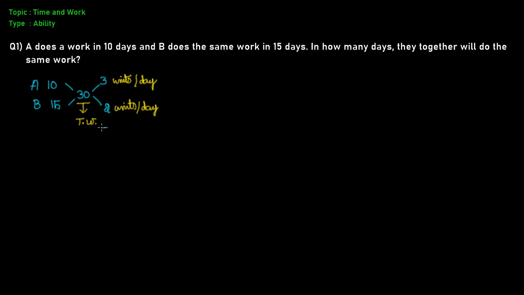So guys, if they are working together, they should be able to complete 5 units of work per day, right? Because A can complete 3 units of work per day and B can complete 2 units of work per day. We also know that they have to complete a total work of 30 units, right? So we want to find in how many days they can complete that total work. So I can simply divide 30 by 5 and I'll get 6 days as the answer for the first question, guys.